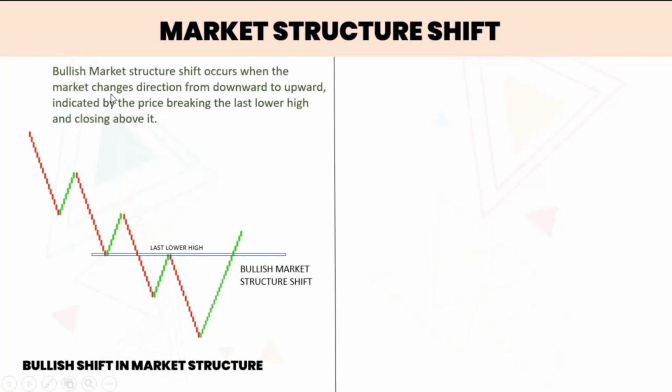But let me explain. A bullish market structure shift occurs when the market changes direction from downward to upward, indicated by the price breaking the last lower high and closing above it, as in this case. So what I'm expecting is for it to return back into this last lower high. Once the market returns here, I'll be placing a buy here, and this is where you expect to enter a trade, and then you expect it to go upwards. The reason is the market is shifting structure from a downtrend to an uptrend. So this is how you buy a trade.